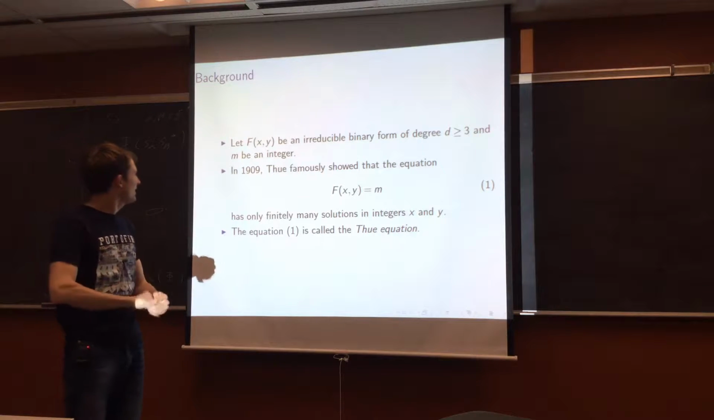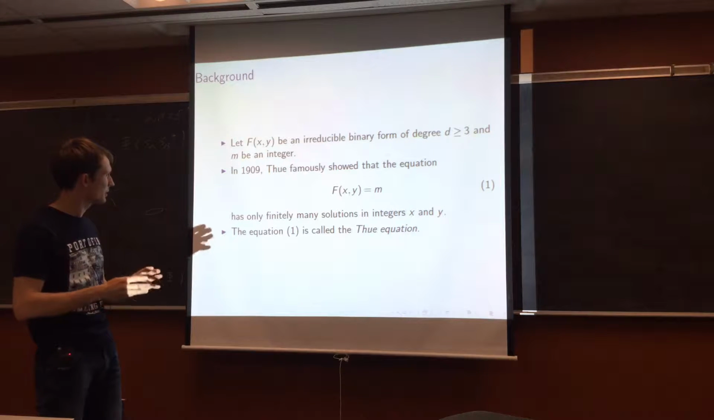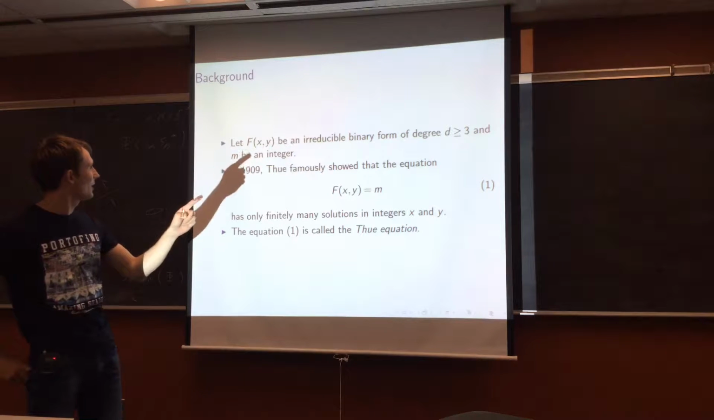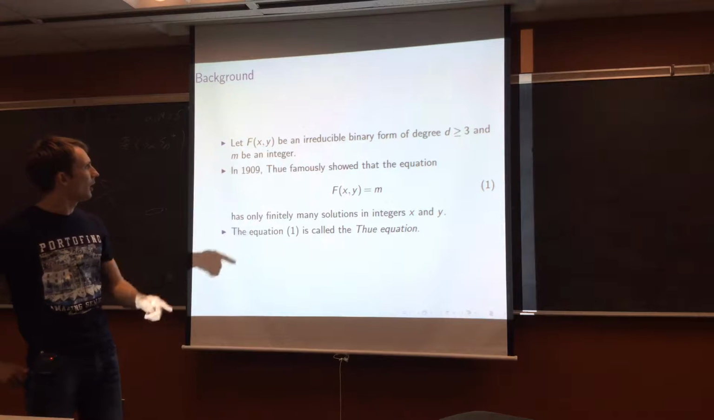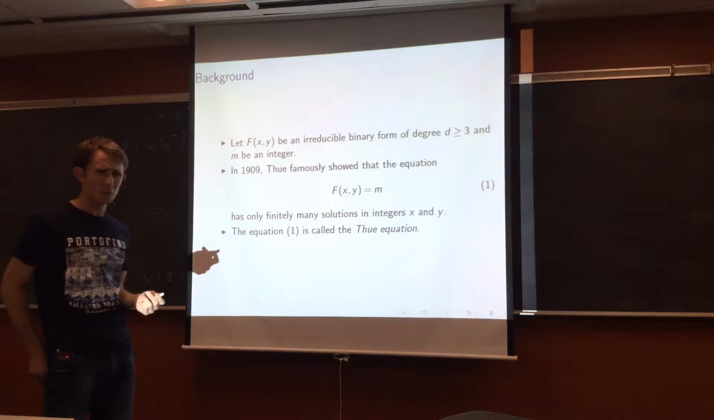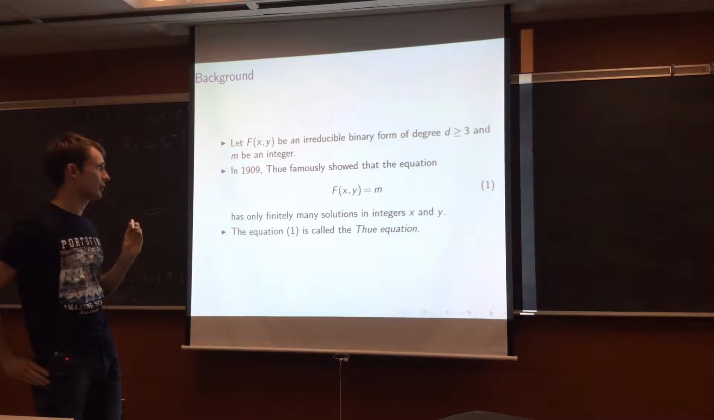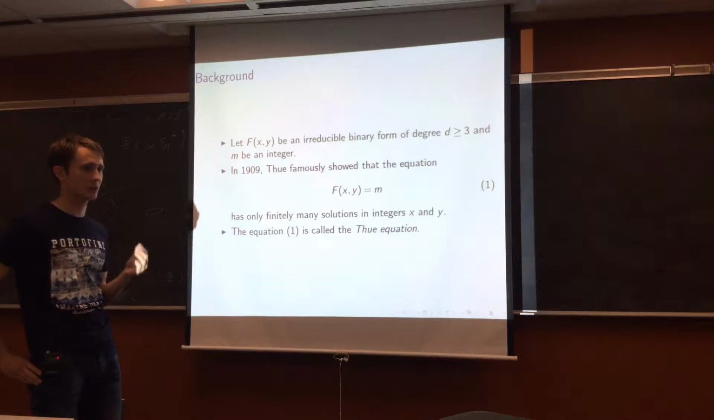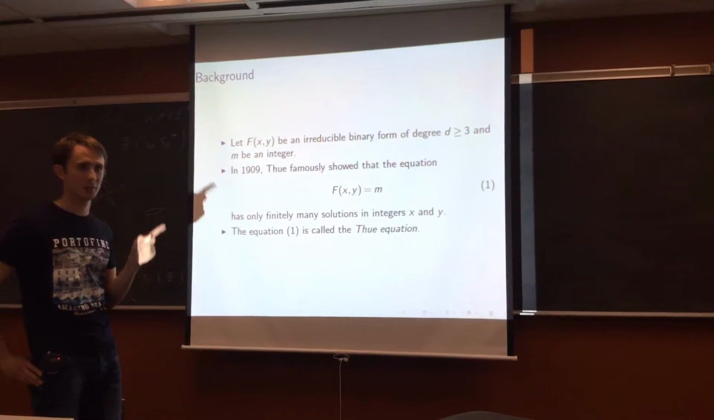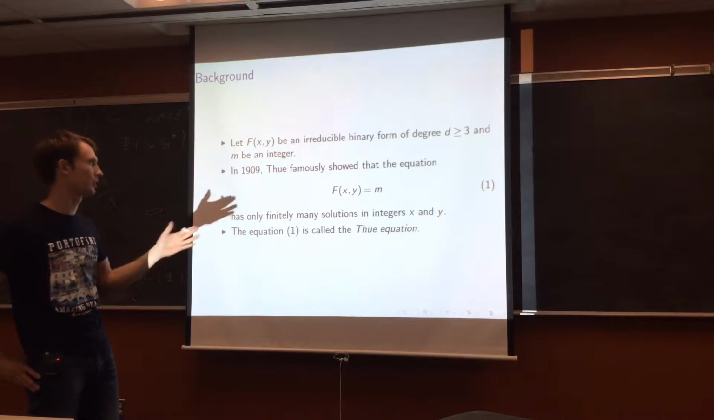So, some background. What I'm interested in is Thue equations. For the Thue equation, I define a binary form f of degree d greater or equal than 3, and m is just an integer. I guess 0 is not an interesting case, but just some integer. In 1909, Thue showed that the equation f of x, y equals m has only finitely many solutions, integers x and y. Do we remember what a binary form is? It's a homogeneous polynomial in two variables with integer coefficients.